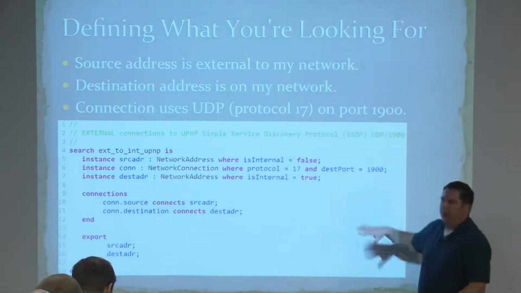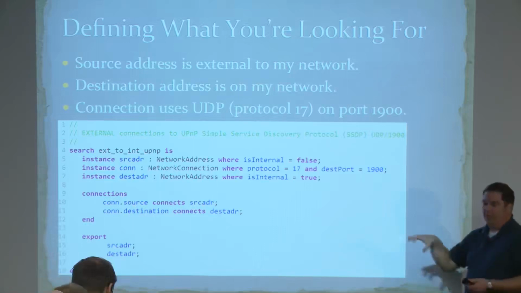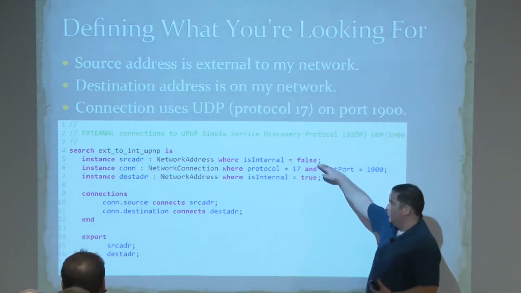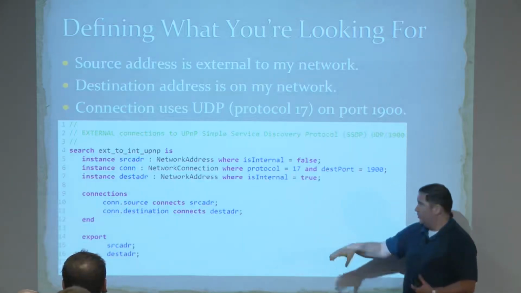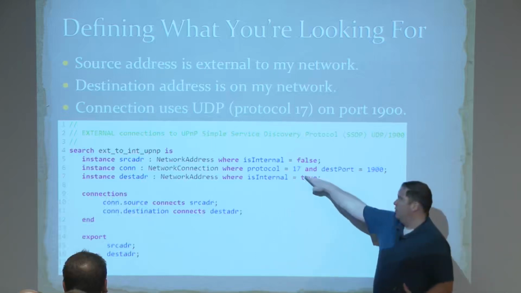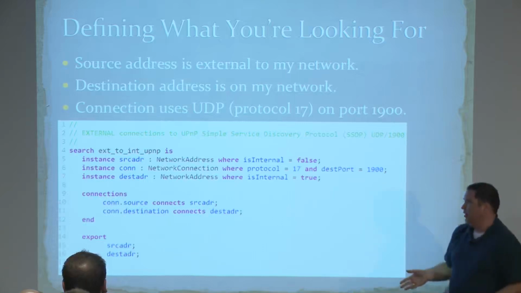Basically, at the top here, we create an instance, and our instance is each of the different pieces that we're trying to query on. So in this case, I've created an instance for a source address where it's not internal. I've created an instance for a destination address where it is internal. And then I've said, give me a network connection where it's UDP, port 1900. Very simple. I think everybody can understand that.